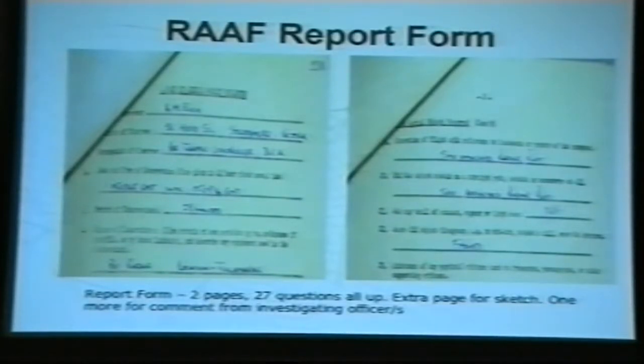There are approximately 27 questions on every report form. This one on screen was taken from an air traffic controller at Tullamarine Airport, and the radar plot of this object was also mapped, as you'll see from the next slide.